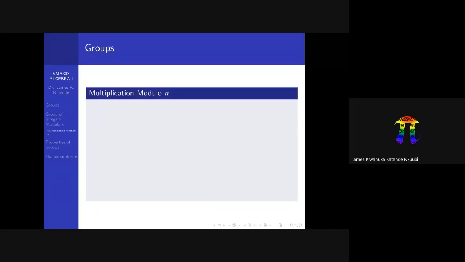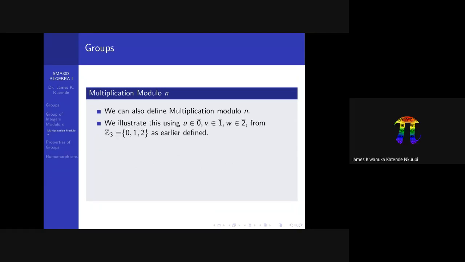Okay, so we move on. Here we illustrate the concept of multiplication modulo n. Now we use the same elements from Z3 that we had earlier. U was from bar 0, V was from bar 1, and W was from bar 2, if I recall. It's repeated here. So if you multiply them, remember U was supposed to be a multiple of 3, and V should leave remainder 1 when divided by 3.